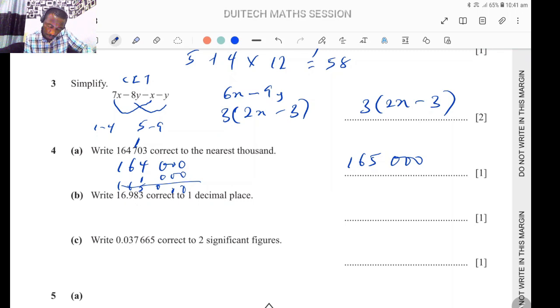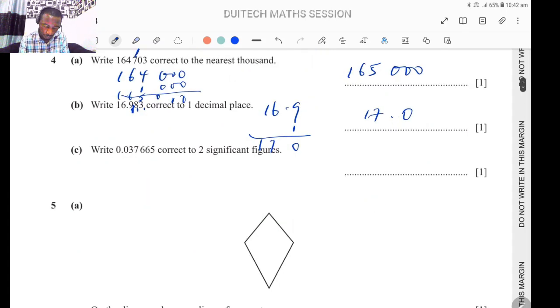The next question says write 16.983 correct to 1 decimal place. So 1 decimal place is just here, this is 2 decimal places, 3 decimal places. So 1 decimal place is just where the 9 stopped. So we have 16.9, but we're not going to discard the 8, which still falls between 5 to 9 in the approximation rule. So we pick 1 and add to it here. 9 plus 1 will give us 10. Write 0, carry 1, add 7 here, we'll have 17. So the answer here is 17.0.